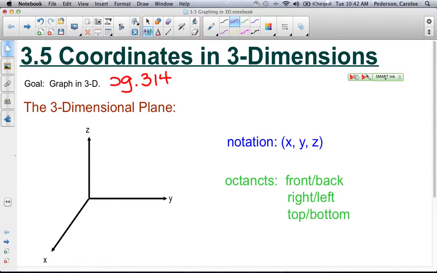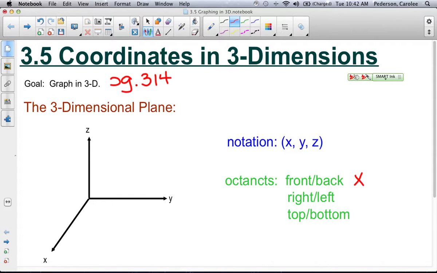and I highly recommend you write down the shape of this graph. You'll notice the x kind of goes down in front, the y goes off to the right, and then the third dimension, z, goes up. The octants become very important. I would highly recommend you write down the front-back is for the first axis, that's the x-axis that you graph first.